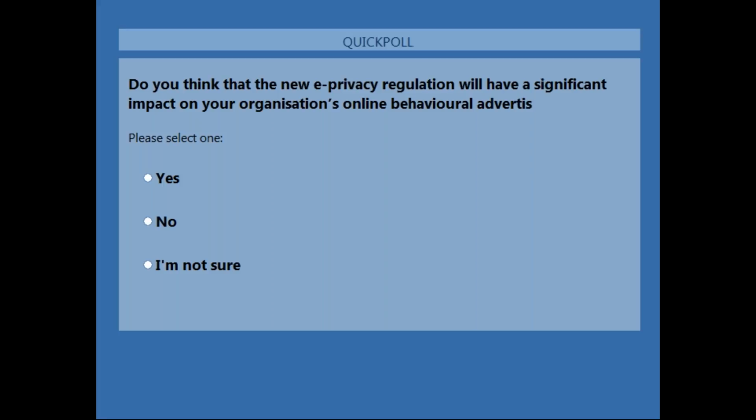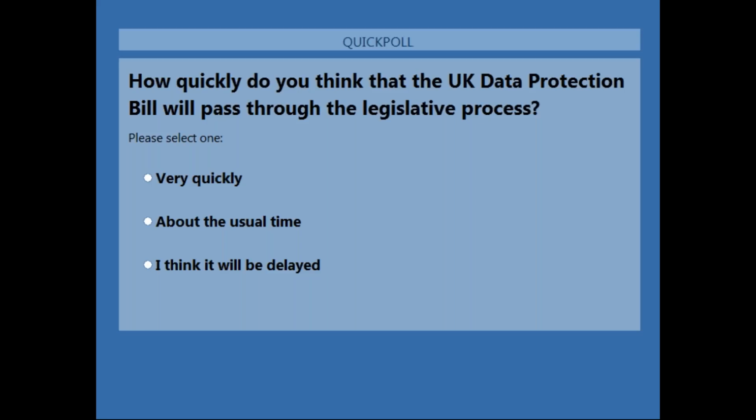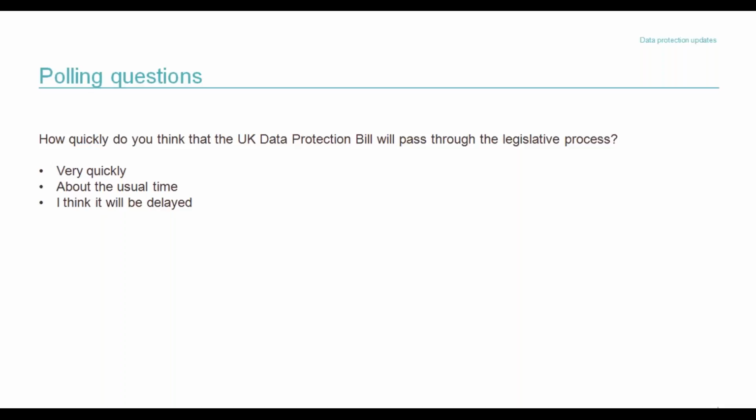We've got two more. This is the second one. How quickly do you think the UK Data Protection Bill will pass through the legislative process? How optimistic are you? Do you think it will go through very quickly or about the usual speed for something like this? Or do you think that it's going to be delayed? Okay, so quite a range of votes. Actually, you're all quite optimistic on this call. So 25% say very quickly, 43% say about the usual time, and 31% of you think that it will be delayed. Interesting, and I'll let you know what I think about that shortly as well.